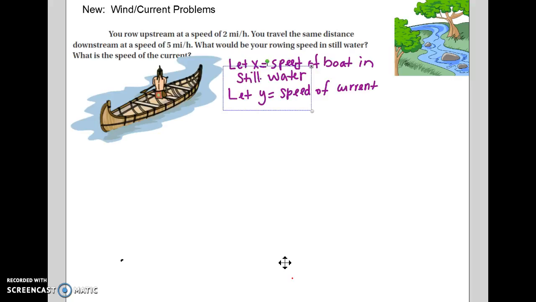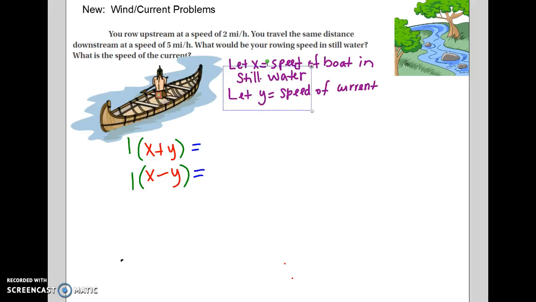Okay, so in this problem, I already labeled my let statements. It's a little bit different than the last problem because, yes, again, my rate is going to be x plus y, x minus y. It is per hour, so I know my time is going to be 1 hour, which I don't really even need to put, but I want you to be able to see it. And then my distances are different here because it says you row upstream at a speed of 2 miles per hour and you travel the same distance downstream at a speed of 5 miles per hour.